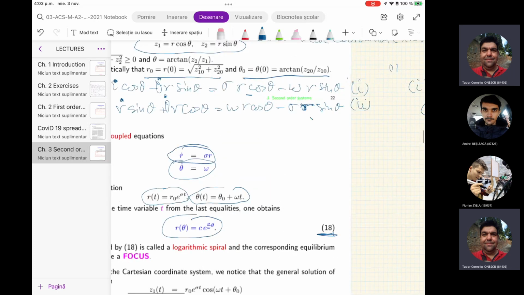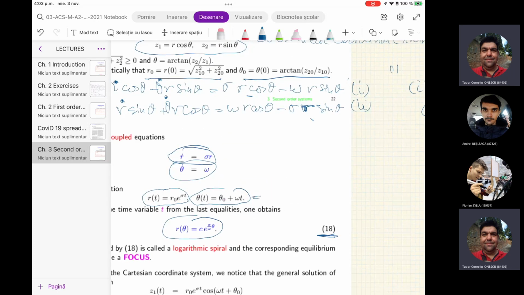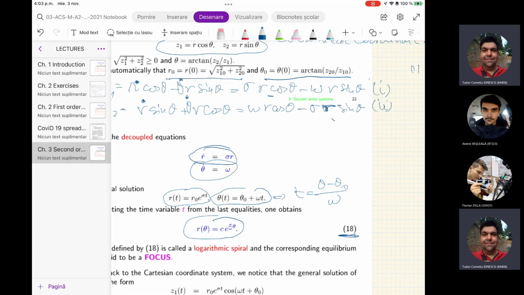Okay, so essentially you get here t equals theta minus theta 0 over omega. I think this is the reason, or not? Or how do you eliminate t?